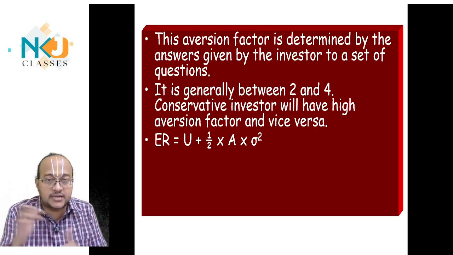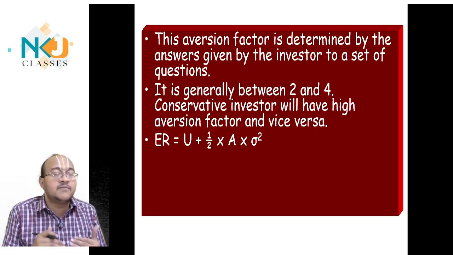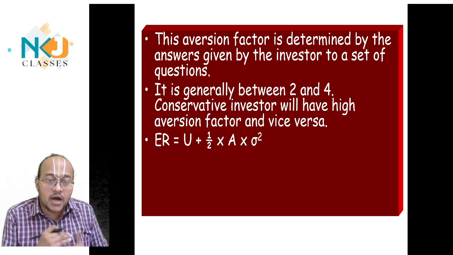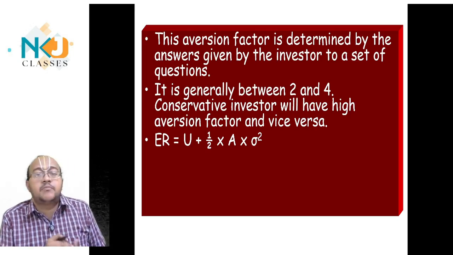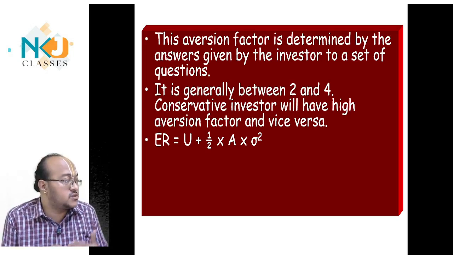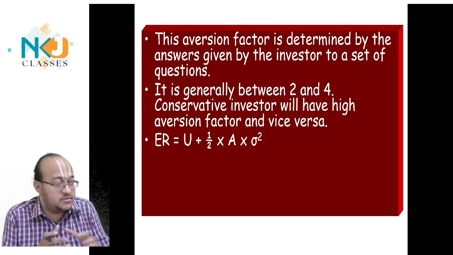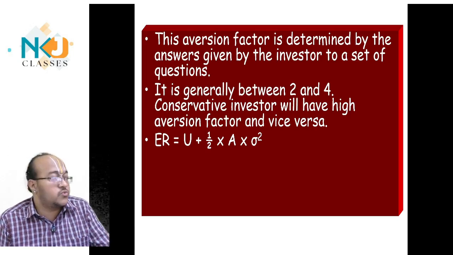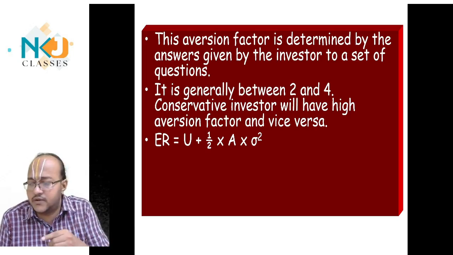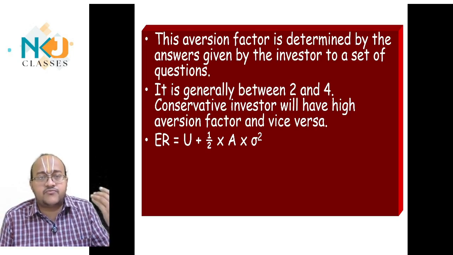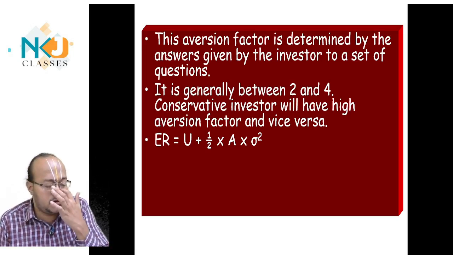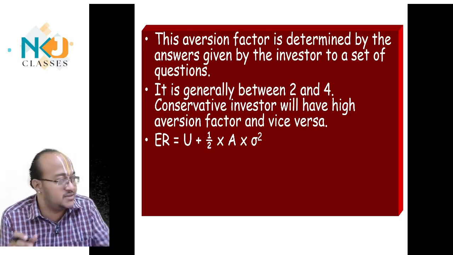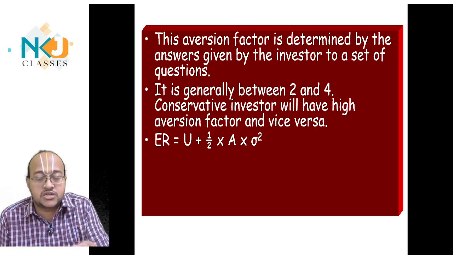Now just rearrange the formula. Expected return equals U, the amount of utility, happiness, plus half of the aversion factor times sigma square. This is what you get as expected return. This is nothing but a rearrangement of the earlier formula. If a question may be asked on this, there is one question I will solve, but it is taken from a foreign source. I don't think they have asked this question locally, but still we will not leave anything as such.